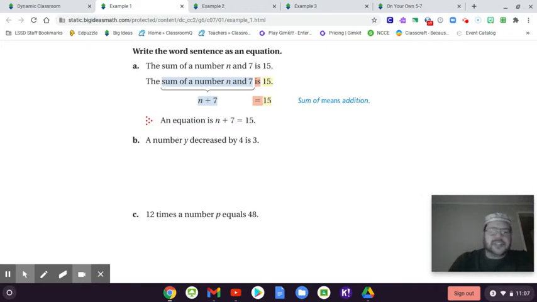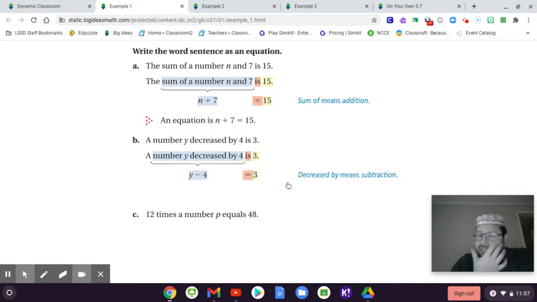Okay, the second question, a number y decreased by 4 is 3. So we're going to break it down again. Y decreased by 4 is the same as y minus 4. Again, when you see is, that's an equal sign. And the answer is 3. So our equation is y minus 4 equals 3. Decreased is subtraction. There's other keywords that you'll see that will also mean subtraction. Another one is difference.